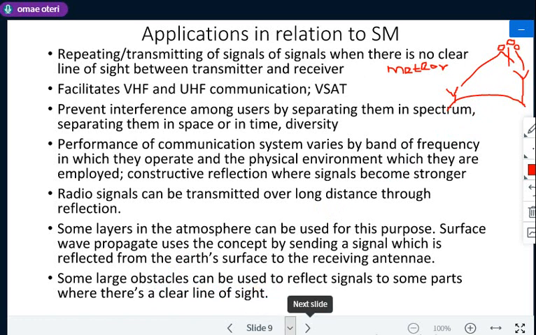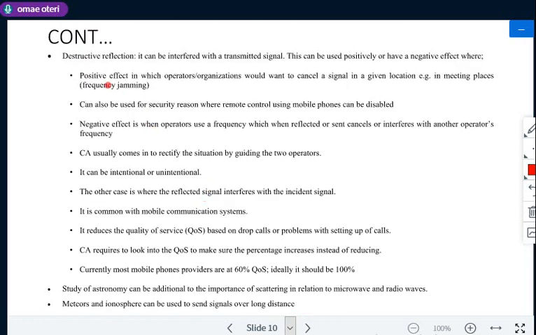So I think those are some of the indications that we can put in place. Destructive reflection: I'm just trying to repeat what we said last week, though it's also related to scattering. In destructive, you can use it in cancelling signals. Please know that when you are talking about places where you don't want a particular signal to get to, like maybe mobile phones where guys are receiving and you have a meeting, you can disable that using frequency jamming, as they call it.